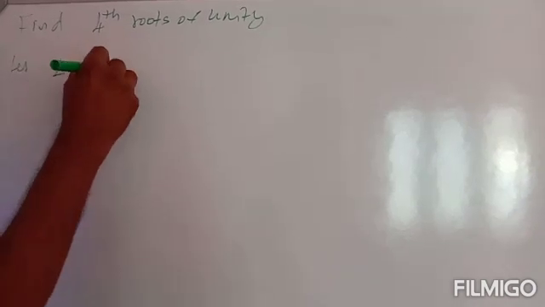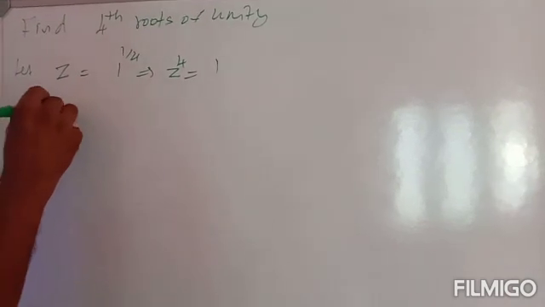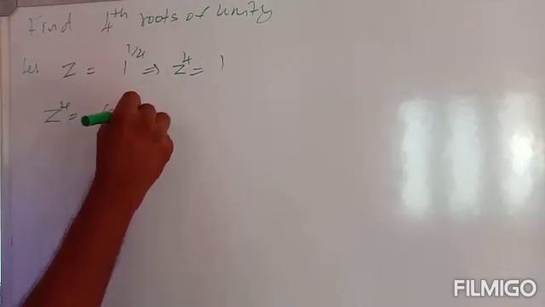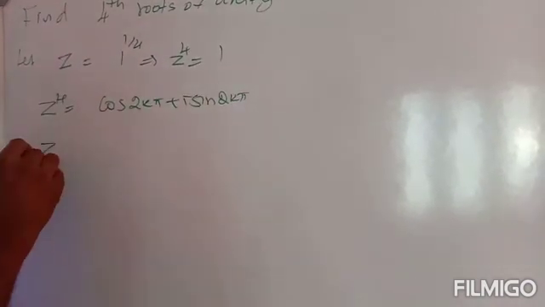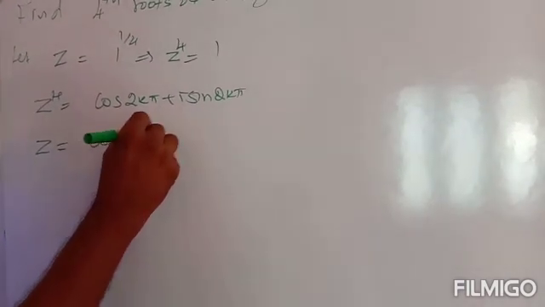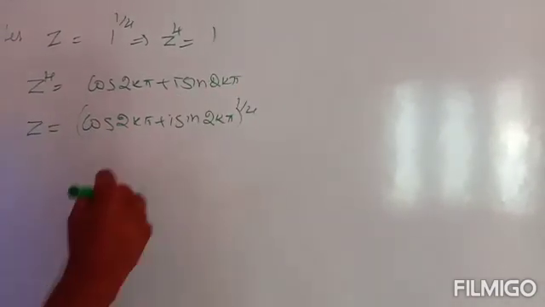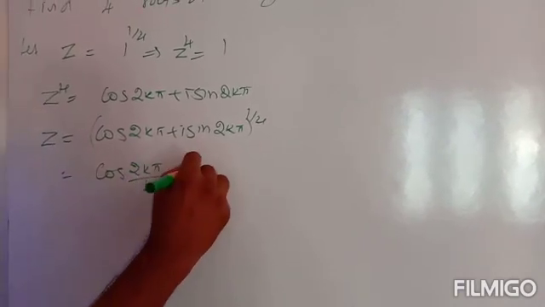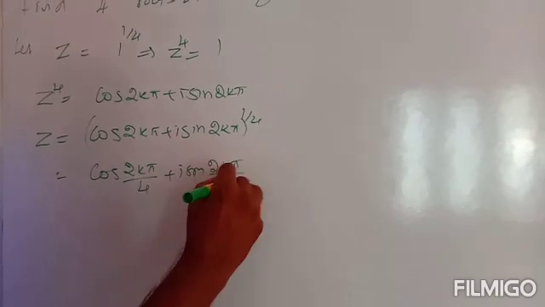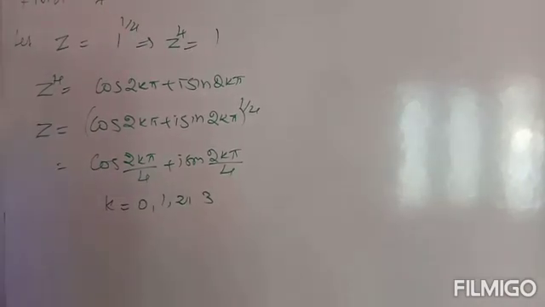Find fourth roots of unity. Let z equal 1 power 1 by 4, this implies z power 4 is equal to 1. So z power 4 is equal to cos 2k pi plus I sin 2k pi. So z is equal to cos 2k pi plus I sin 2k pi whole power 1 by 4. Applying De Moivre's theorem, that is cos 2k pi by 4 plus I sin 2k pi by 4. k is equal to 0, 1, 2, 3, that is up to n minus 1. n is equal to 4, so n minus 1 is 3.